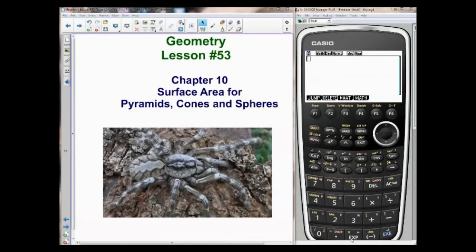Alrighty, we're on surface area part 2: pyramids, cones, and spheres. Just an example of each of them. It'll go pretty quick. Again, most of the theory and the ideas have already been somewhat discussed. We're just looking at some practical examples.